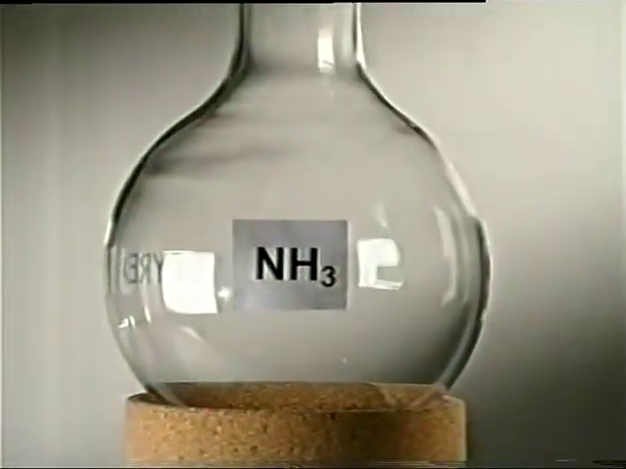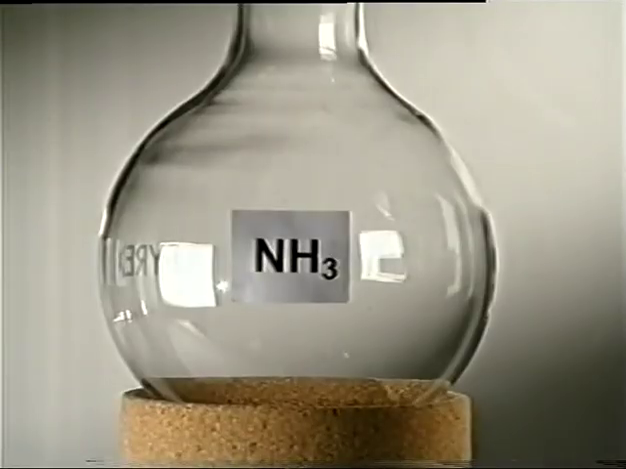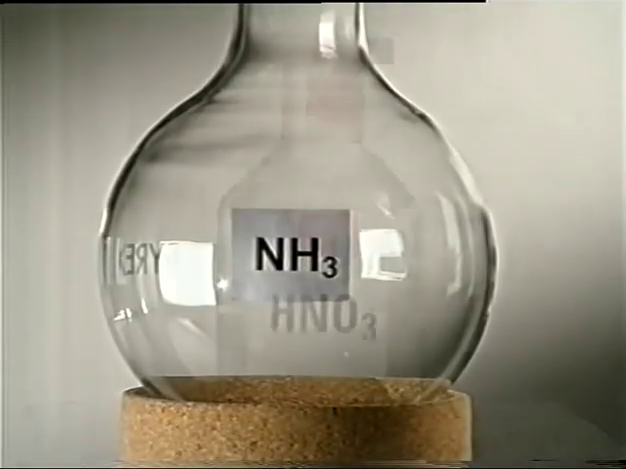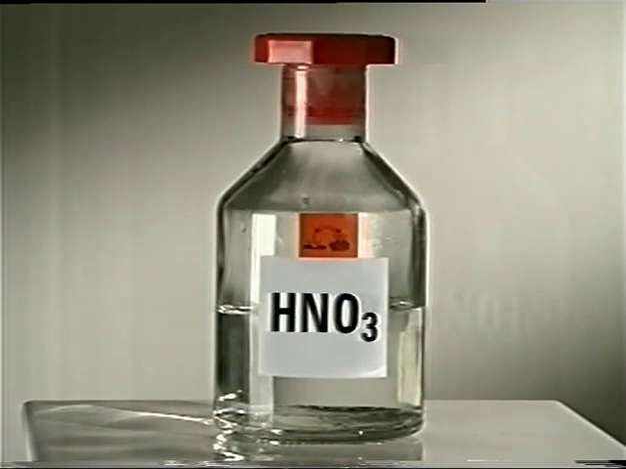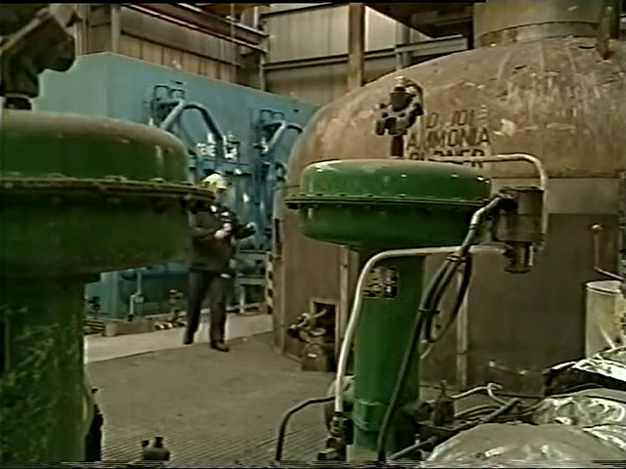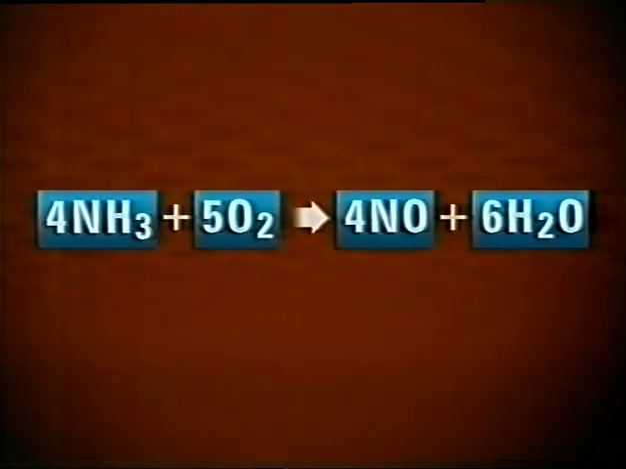Ammonia is the starting point for making ammonium nitrate. The other raw material is nitric acid. To make nitric acid industrially, ammonia gas is oxidized in a huge burner. Ammonia reacts with oxygen in the air to produce nitrogen monoxide and water.